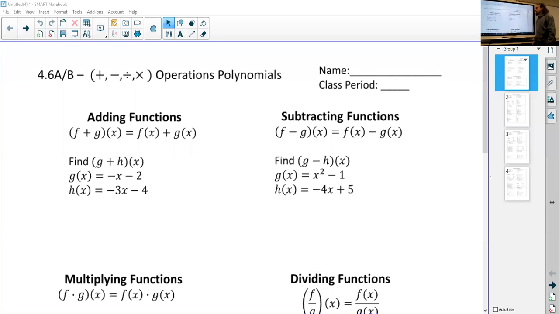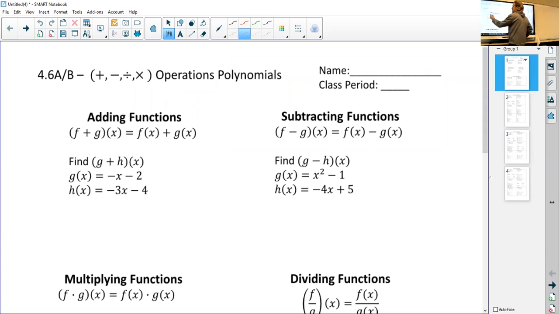Okay. So today we're looking at operations of functions, or operations on polynomials, however you want to say it. So the basic idea here, if you have two separate functions, you can do operations with them, just like you would do with regular numbers.